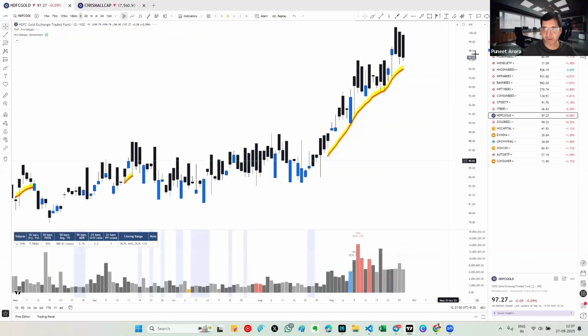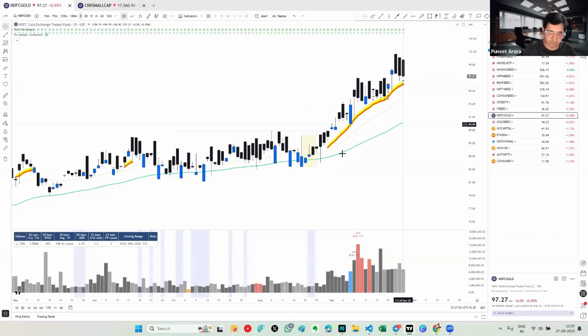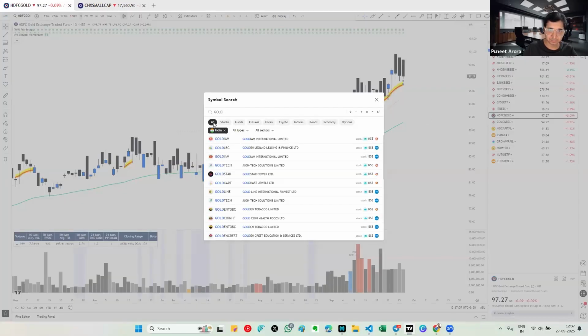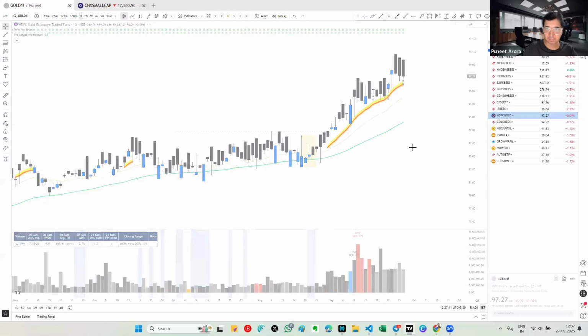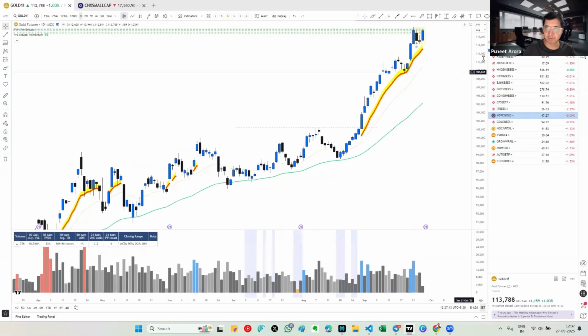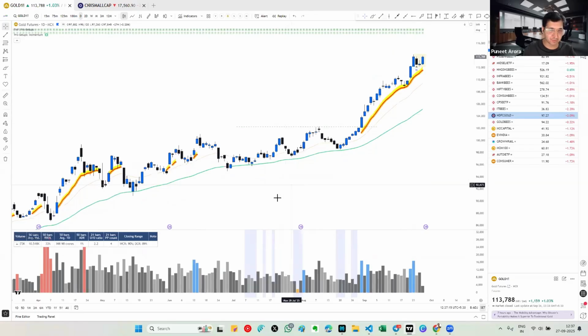Like this was the gold ETF, right? I don't think this will give us a kind of a... it will come in the momentum, yeah. So those conditions will have to be changed. Yeah, so this is in strong momentum.